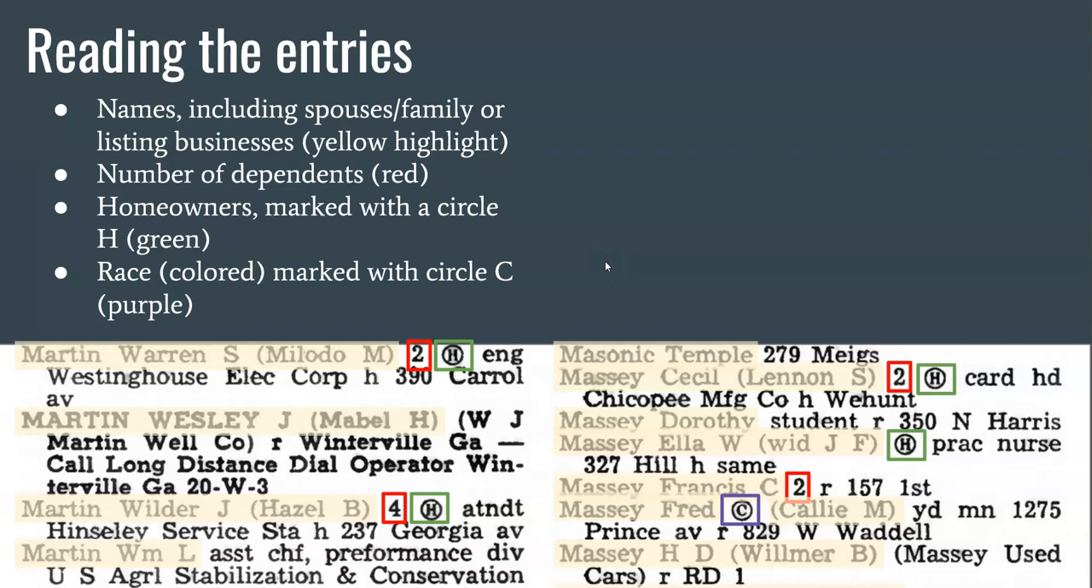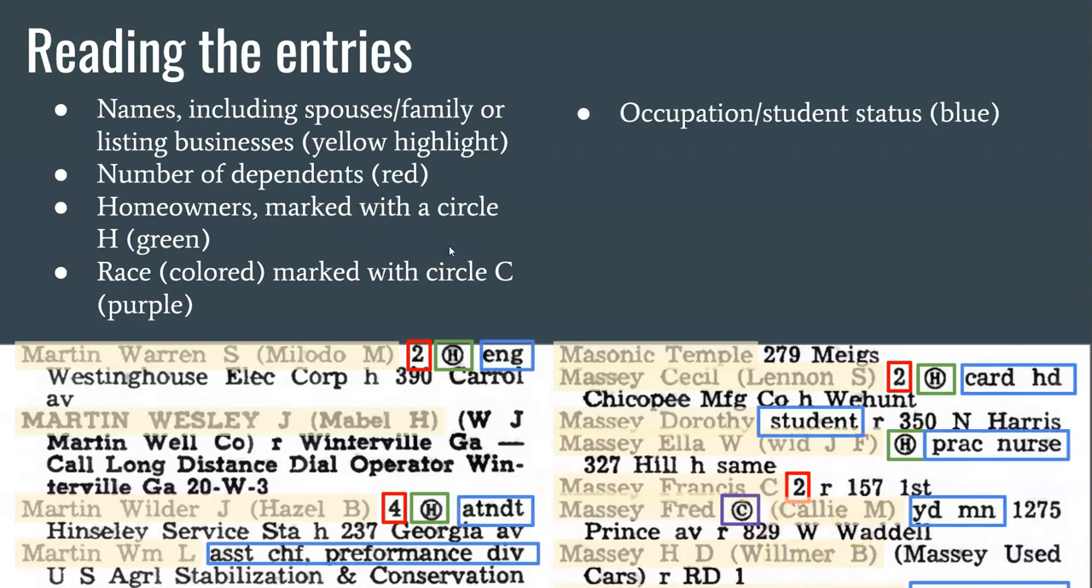There's a small marker here to denote race, particularly folks who are identified as colored. It's this circle C, kind of like a copyright symbol. Fred Massey is the only one on this page who's got that label on him. Then we've also got occupation, and these can really vary. They're often abbreviations. Early on in the directory, there's a code for how to read these. So we've got an engineer, an attendant, an assistant chief, a yard man, I think a practicing nurse, and then students.